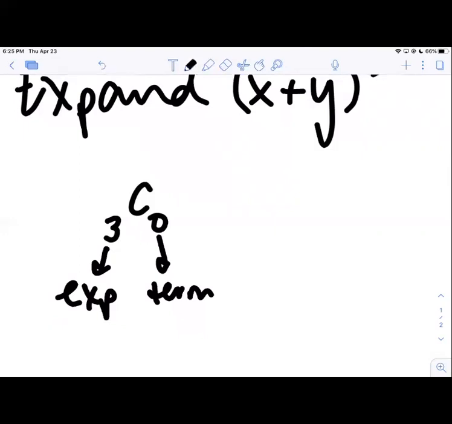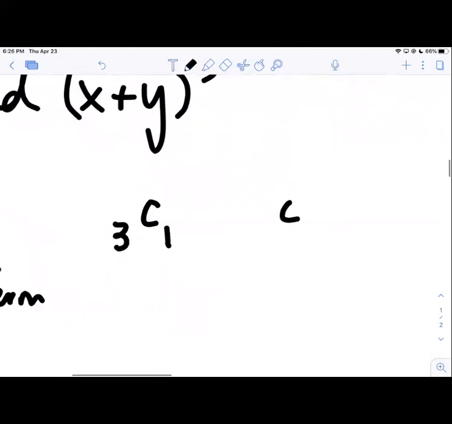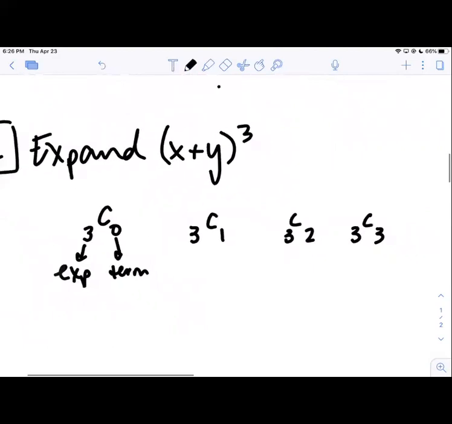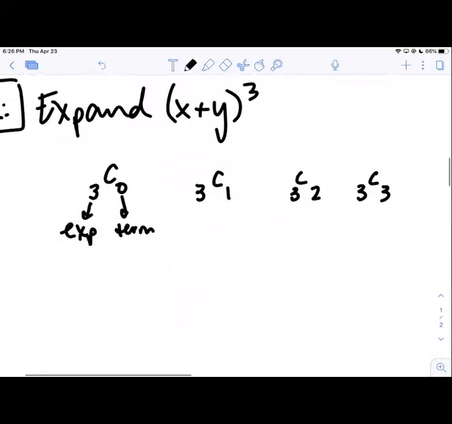Okay. Then the next term will be 3 choose 1, because now I'm 1 more term over. Then we'll do 3 choose 2, and then we'll end with 3 choose 3. Now, if you plug these all into your calculator, you would find out that they match the numbers above. So I want you to try that. Do 3 nCr 0, and you get 1. 3 nCr 1, you get 3. 3 nCr 2, you get 3. And 3 nCr 3, you also get 1.